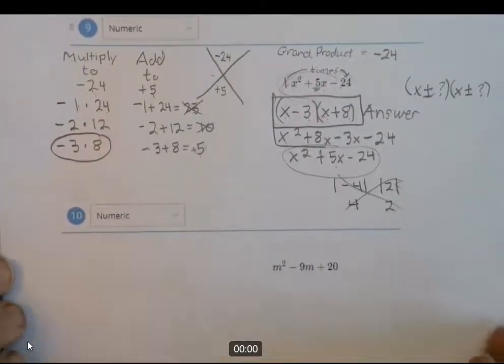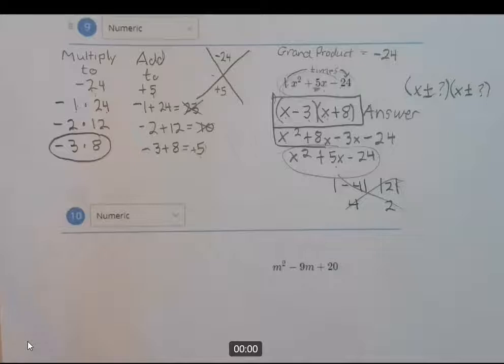See if you can do this one on your own. You can always pause the video and give it a try. You don't have to spend forever on it, but give it some effort, because you're going to have to do it on a test.